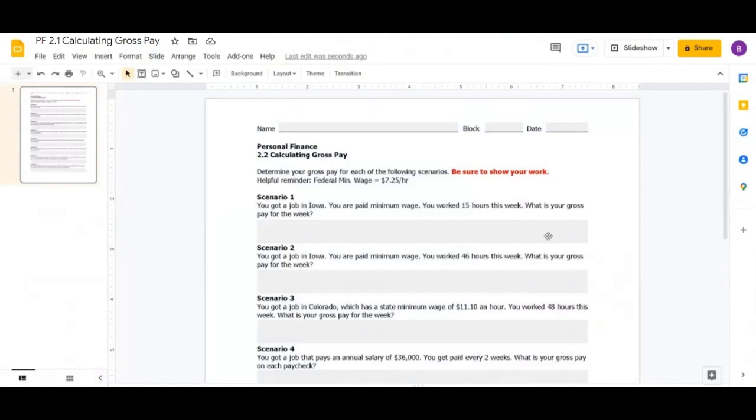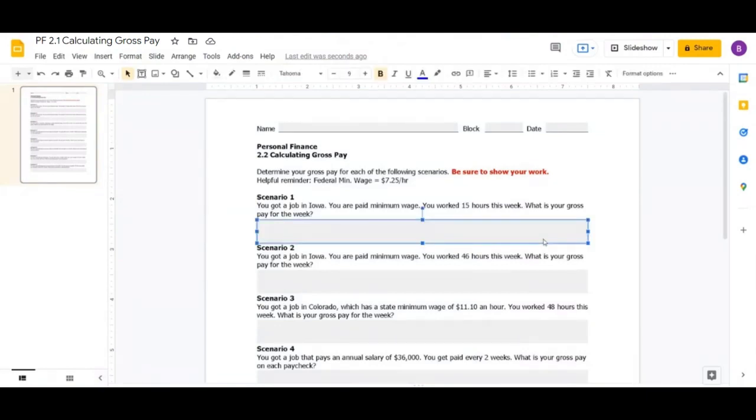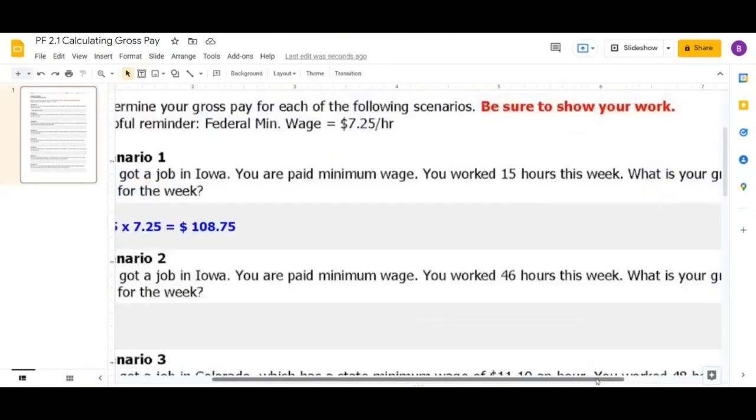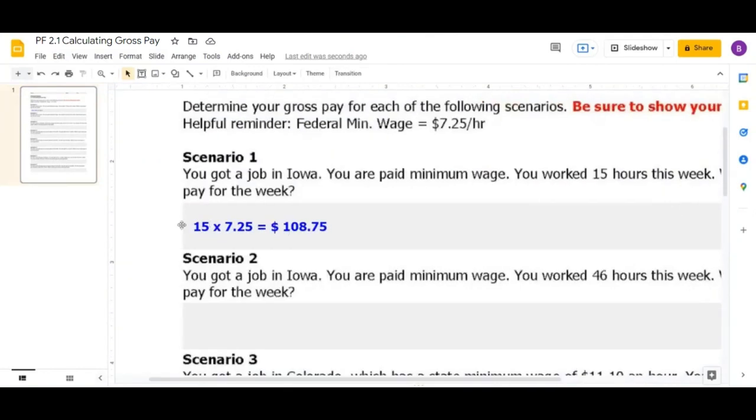Right, so number 1 says you get a job in Iowa, you're paid minimum wage, you work 15 hours this week, what's your gross pay? So this is going to be relatively simple, right? 15 hours of work times $7.25 pay per hour means that your earnings are going to be $108.75. Bigger so you can see it. Okay, so number of hours times your wage per hour, $108.75.